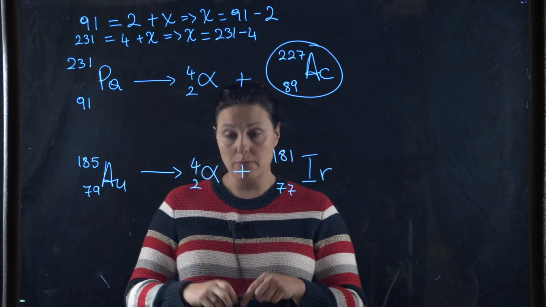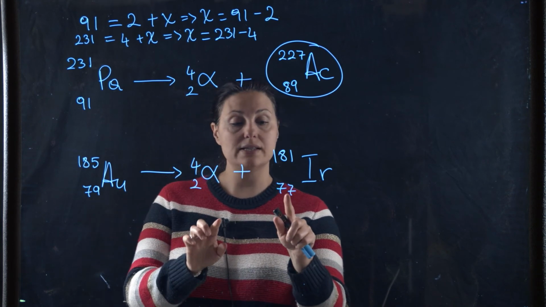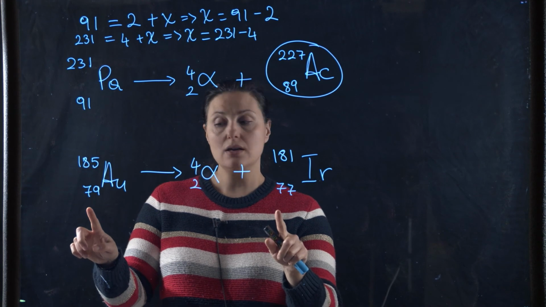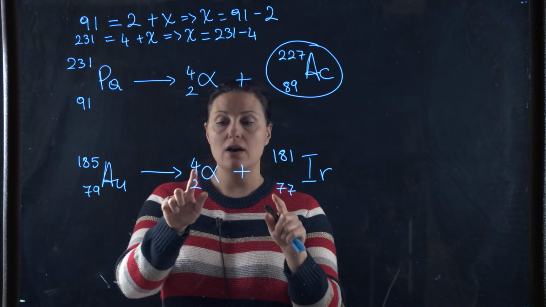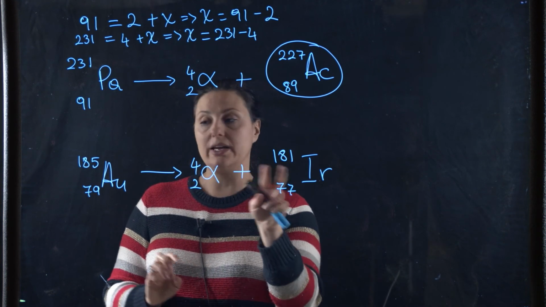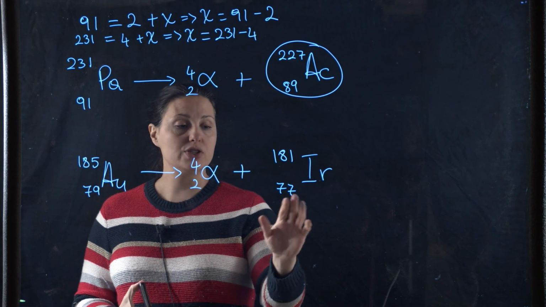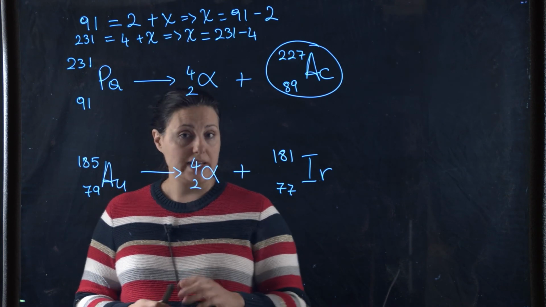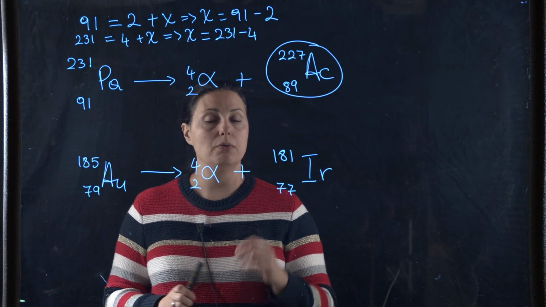Thus, I have balanced these nuclear reactions. 79 on this side, 77 plus 2 is 79, which means I have balanced my Z, my atomic numbers. Here I have 185. 4 plus 181 gives me 185. So I have 185 on both sides, which tells me that I have calculated this correctly. I am going to erase this, and then we will move on into learning how to do beta decay.